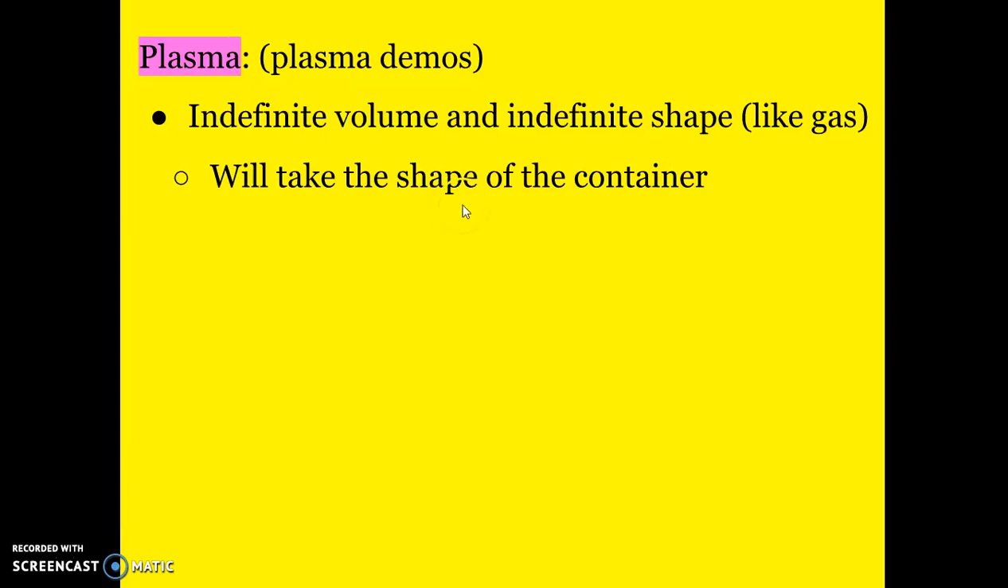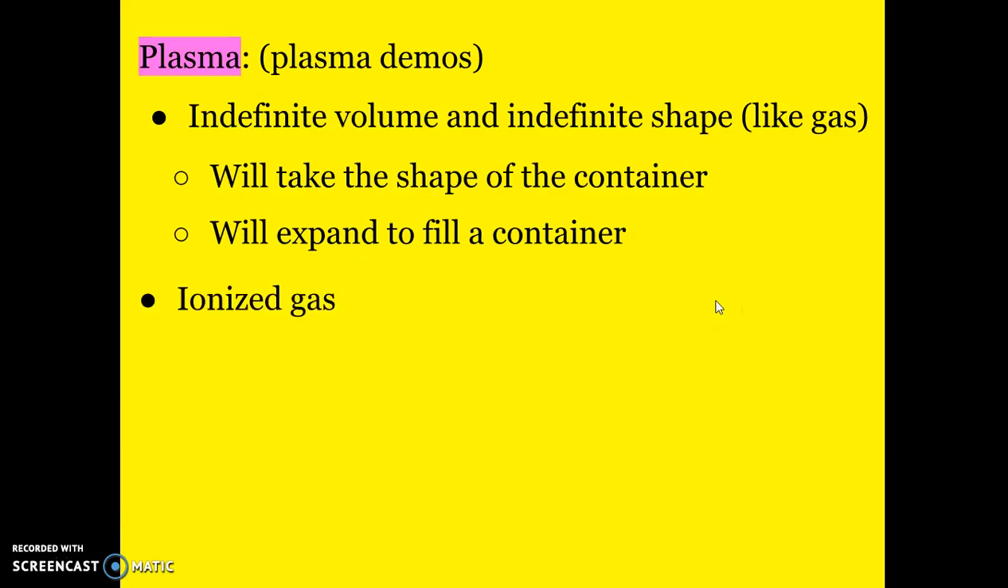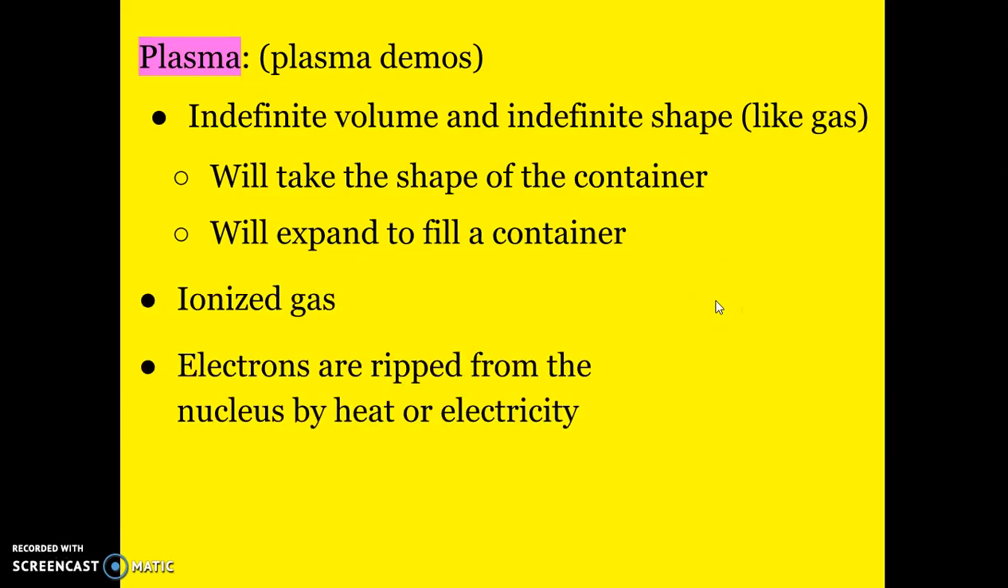Plasma has an indefinite volume and a definite shape, so it is like a gas, and it will take the shape of the container. It will expand to fill a container just like a gas, but you can think of it as ionized gas, meaning gas with charges. That's what those positives and negatives were. So there's so much energy with these gas particles that the electrons are ripped from the nucleus by heat or by electricity, and so because these electrons are ripped off, they'll now respond to magnetic fields.